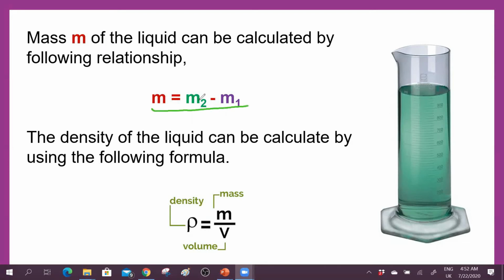Here, M2 is the mass of the beaker plus the water inside, both. And M1 is the mass of only the empty beaker. So by subtracting M1 from M2, we can get the mass M. That's the mass of only the liquid. Then we can use the formula density equals mass over volume to calculate the density of the liquid.